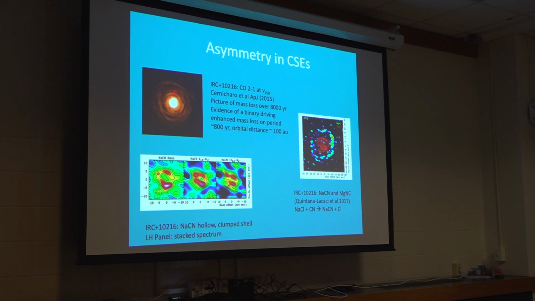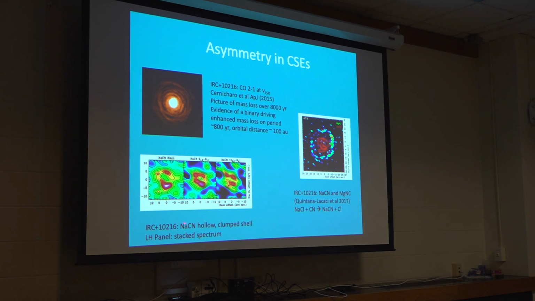What they have fitted these structures to is a spiral arm, and they argue that there's a binary driving this. If you look at the distances typically between these rings, taking the mass loss and the expansion velocity of the material, they're separated by about 800 years. And so they've argued that this is driven by a companion, which is orbiting at a distance of about 100 AU.